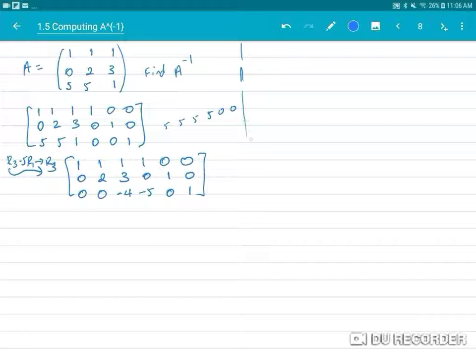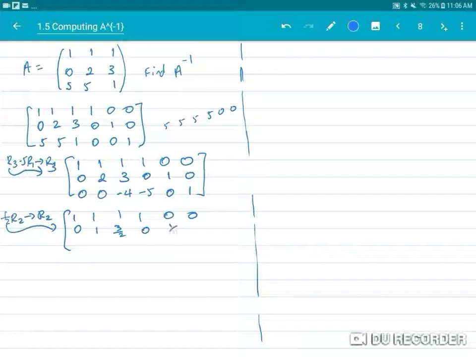So that's the first step. Second step, I'm going to change this to a 1 by dividing by 2. So 1/2 of row 2 will sit in row 2. That gives 1, 1, 1, 1, 0, 0, then 0, 1, 3 halves, 0, 1/2, 0, then 0, 0, minus 4, minus 5, 0, 1. Left everything else alone.